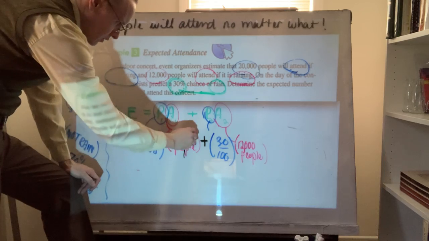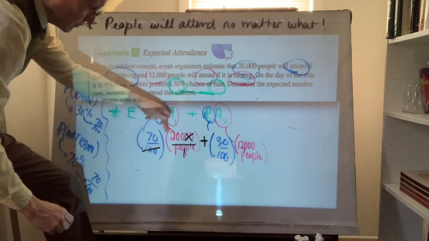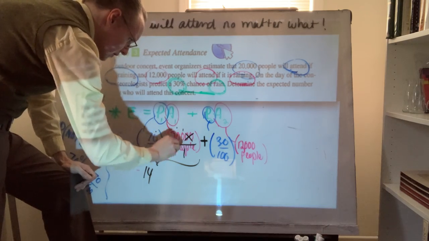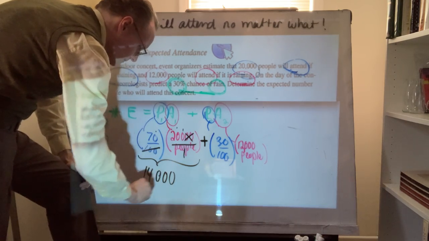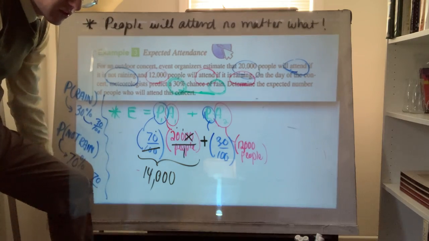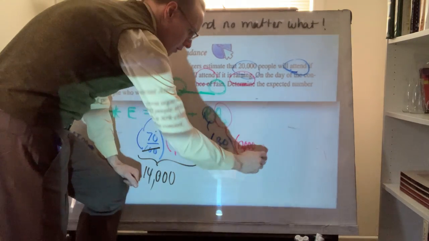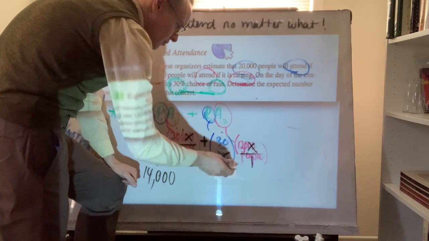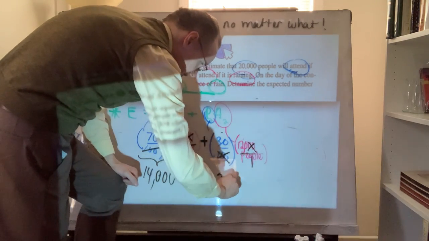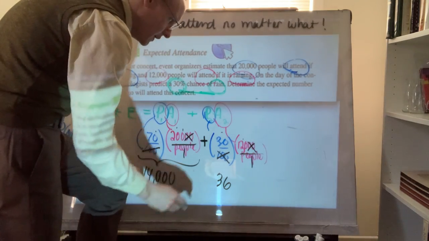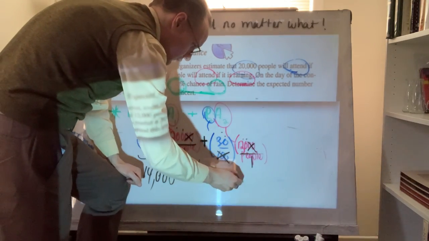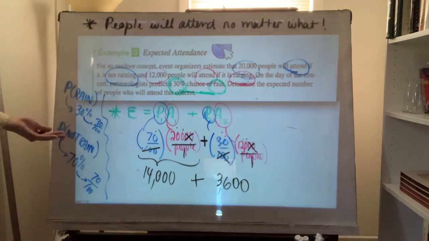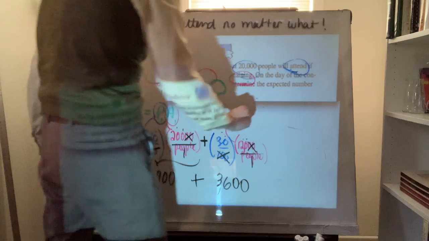2 zeros, 2 zeros. 7 times 2 is 14. 1, 2, 3, 14,000. In this case, put a 1 under this, knock off 2 zeros here. 3 times 12 would be 36. And then 2 zeros, 1, 2, 3,600. No negatives in this case.